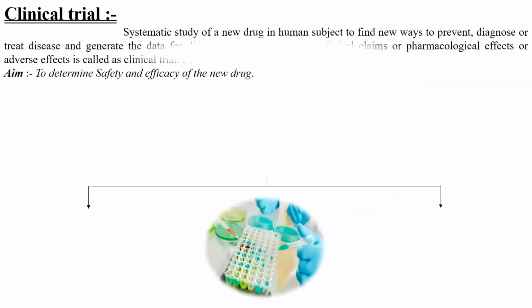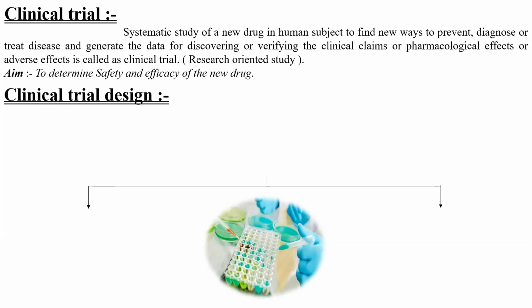Clinical trial is a systematic study when a new research is done on a human subject, then we come to know what the actual effect is, what will be the adverse effect of the new drug. And the aim, the motto of clinical trial design is to determine the safety and efficacy of the new drug.